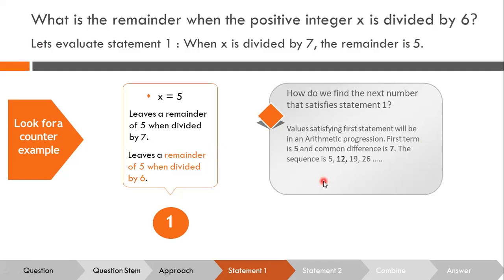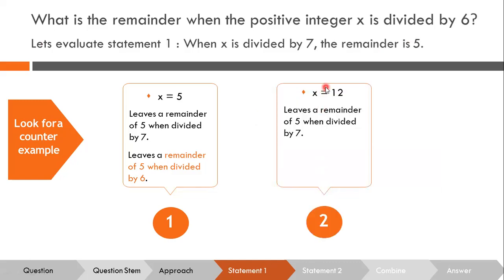Let's see. Let's find out the remainder when x is 12. So 7, another 7, 12. You will get the 5. Then x is 12. It leaves a remainder of 5 when divided by 7. So it leaves a remainder of 0 when divided by 6.